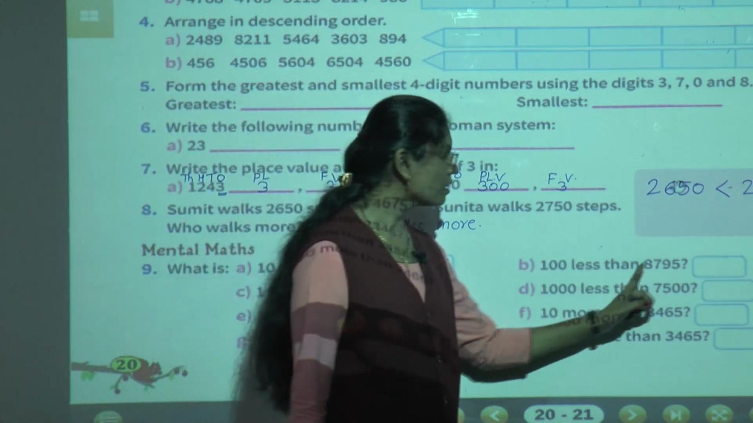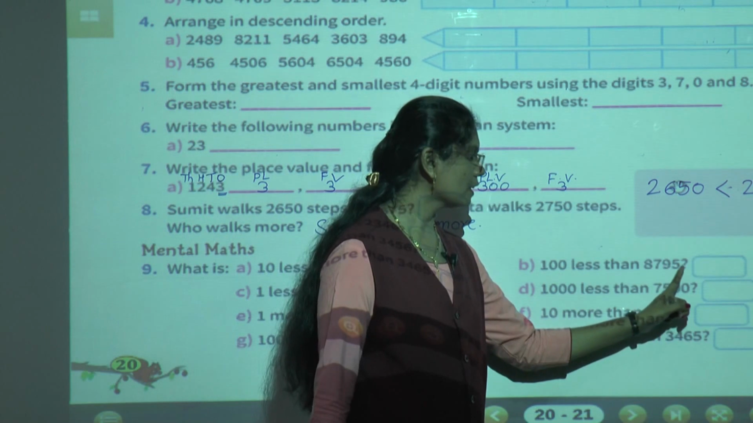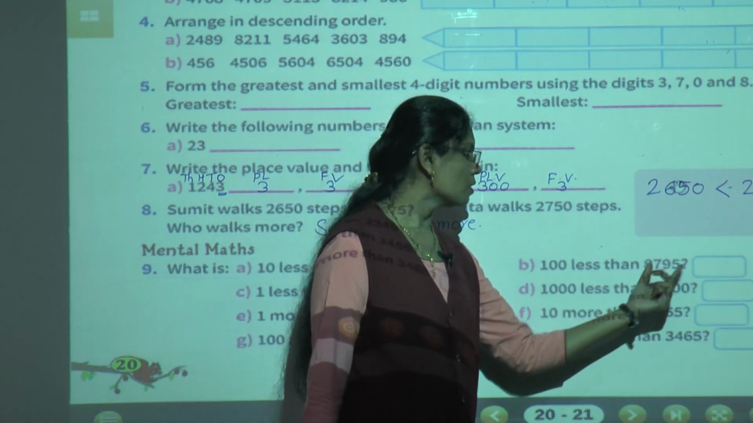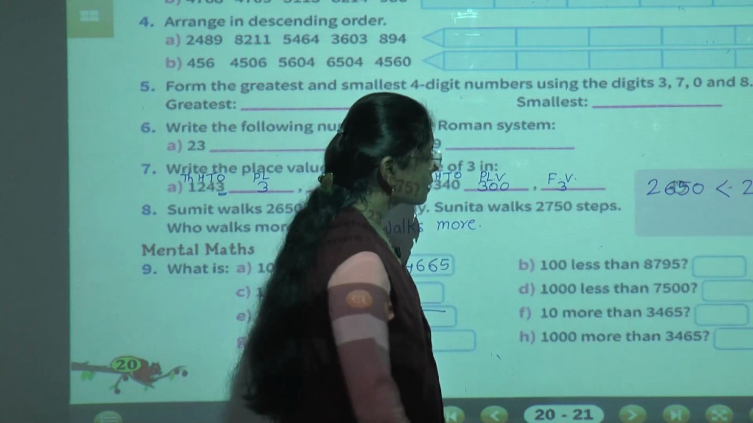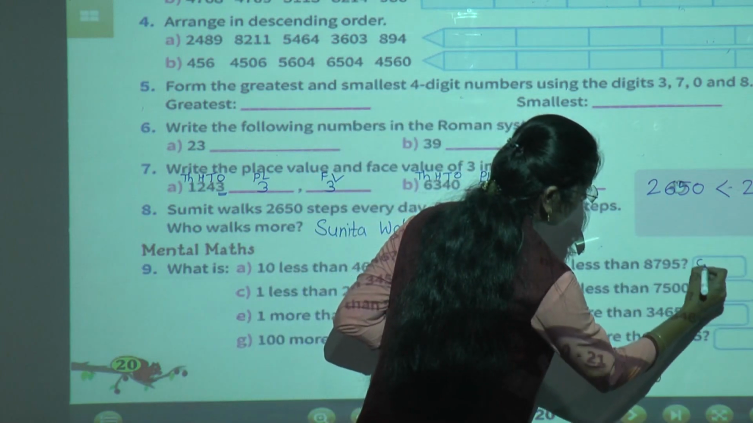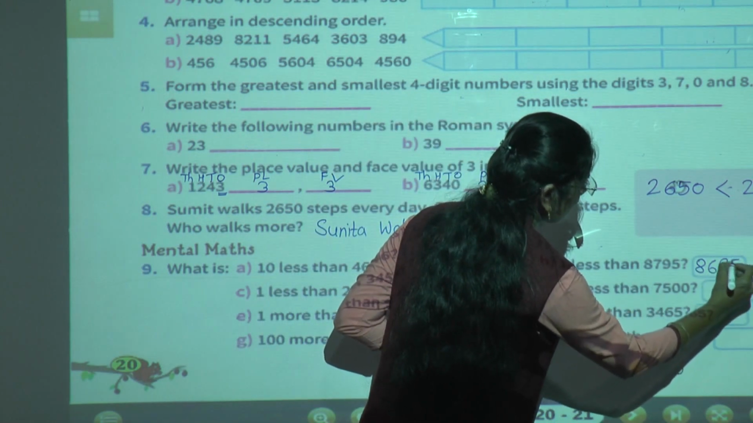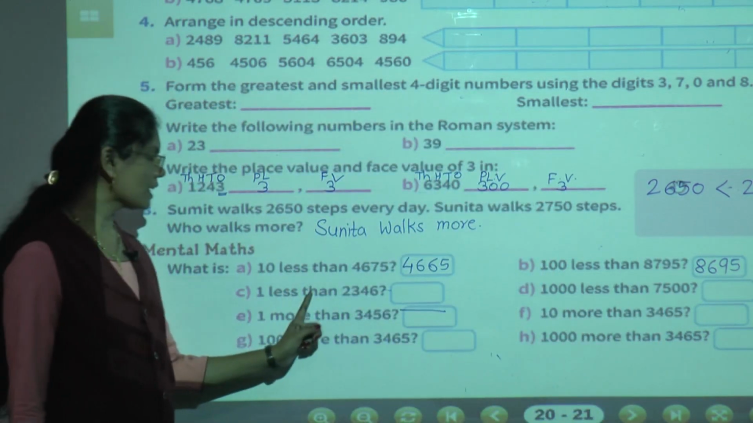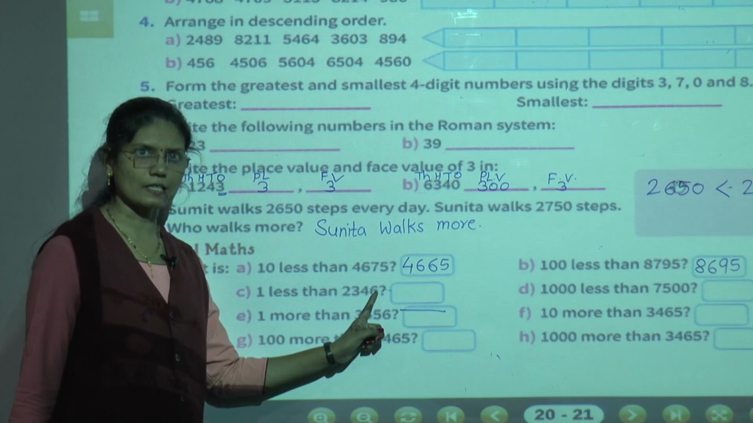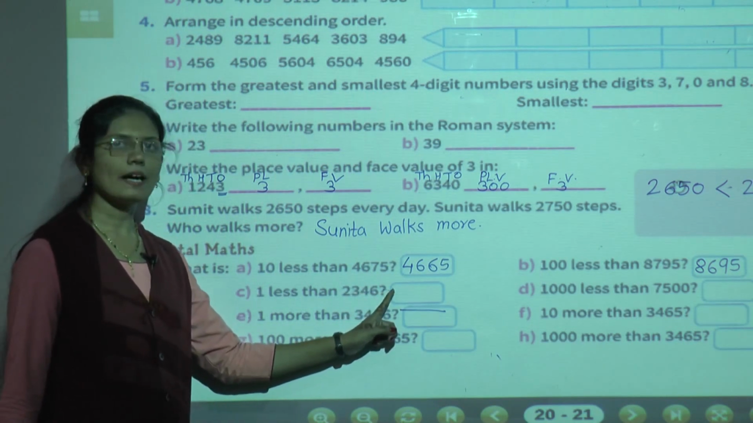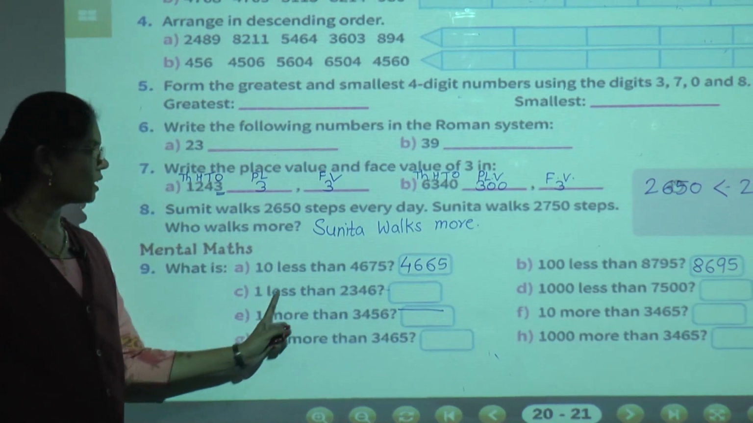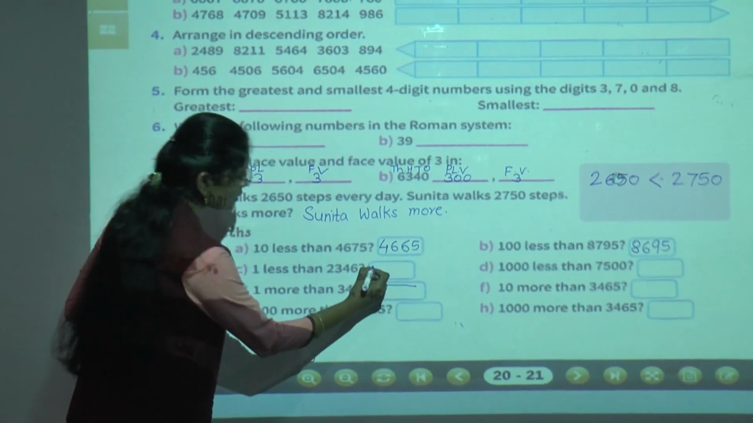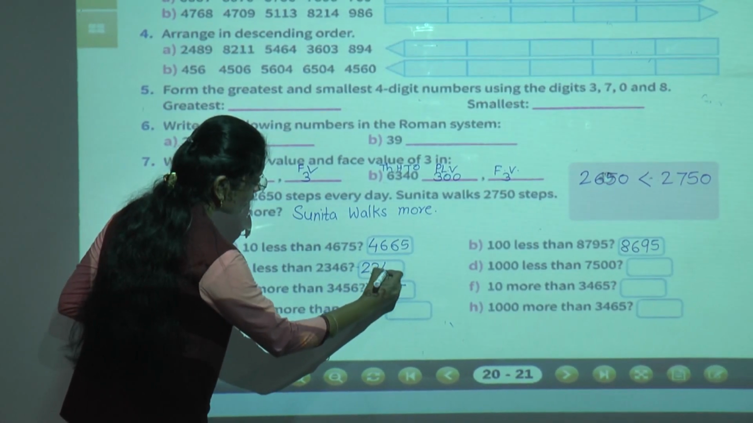Now see the B question. 100 less than 8795. Here you have to subtract 100 from the given number. So do the subtraction and write the answer. So what will be the answer? 8695. Now see the C question. 1 less than 2346. 46 minus 1 because it is 1 less than. So 46 minus 1, 2345.